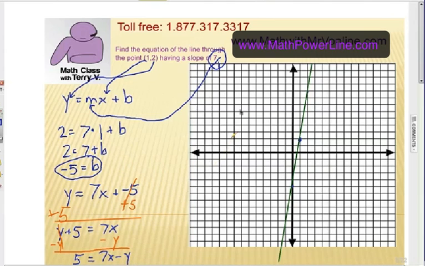Okay? Now in standard form we usually have the x's and the y's on the left side and the constant will be on the right. So all I need to do is just flip-flop it. And I'm going to get 7x minus y equals 5. Okay? That's going to be the standard form of that equation.